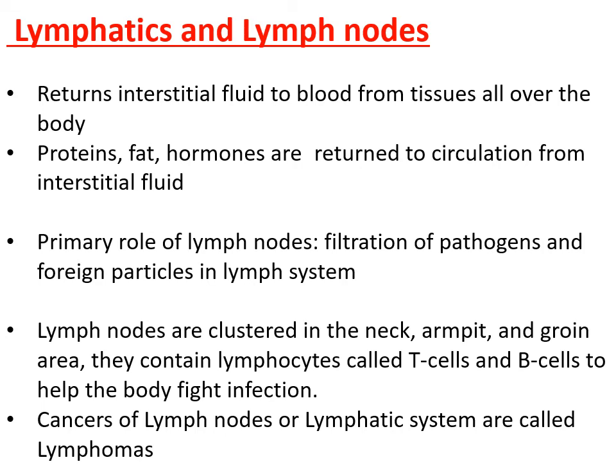Okay? So now the lymph nodes, they tend to be clustered in many areas, right? But we still have lymph nodes in our chest, lymph nodes in our abdomen. But when you look at that image, you'll see that there's quite a bit of clustering of the lymph nodes in the neck, the armpit, the groin, and they contain lymphocytes. So T cells and B cells to help fight infection. Okay? And when there's a cancer, or if there's a malignancy of the lymphatic system or the lymph nodes, we call it a lymphoma.